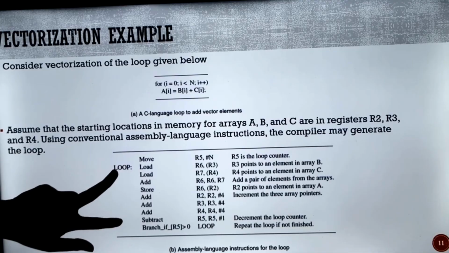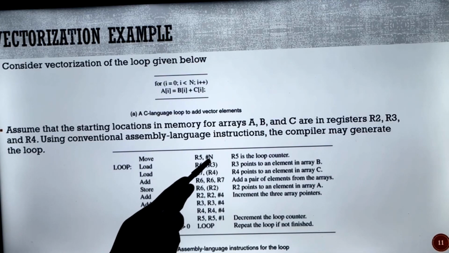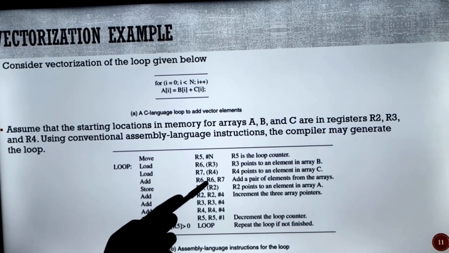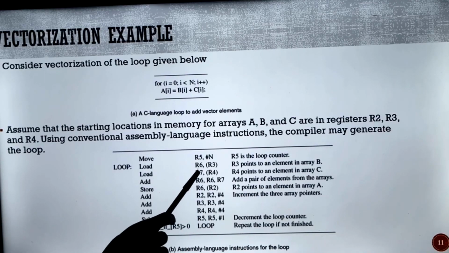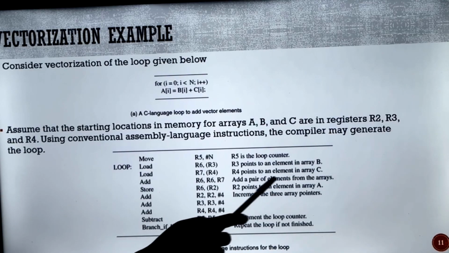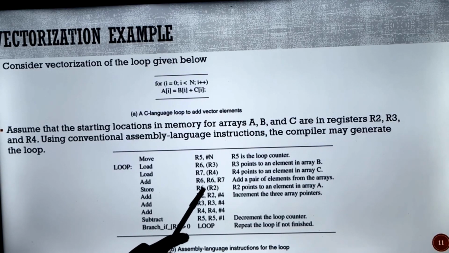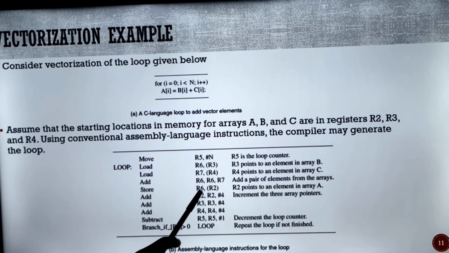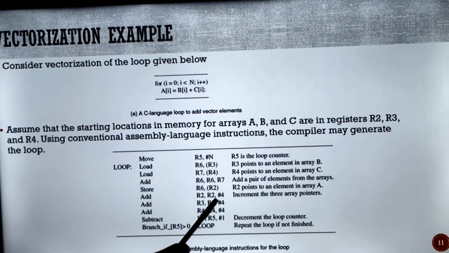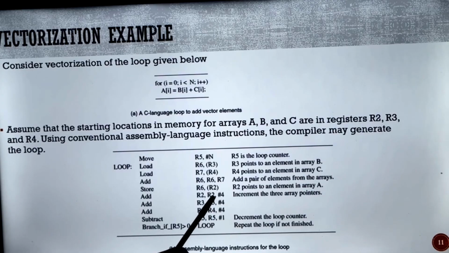This is a normal instruction, not a vector instruction. Here n is nothing but the number of elements which I am holding in R5. Then the first data from array B I am storing in R6, first data from C I am storing in R7, then I am adding these two data and storing in R6. Then this result I am storing back. After that, I am adding R2 equals R2 plus 4 because I am dealing with integer numbers.